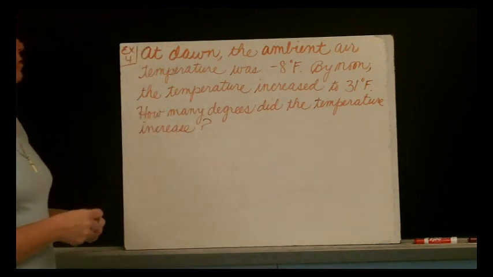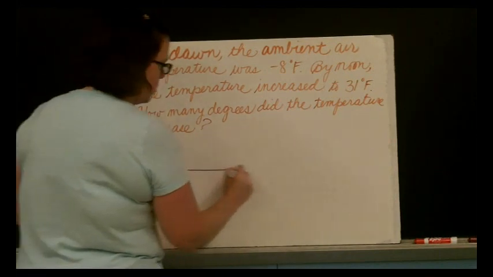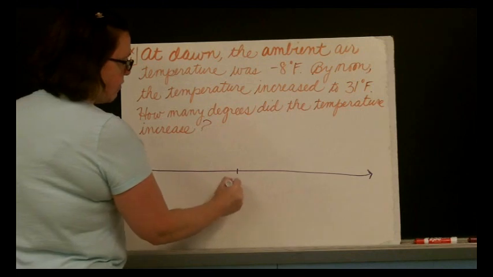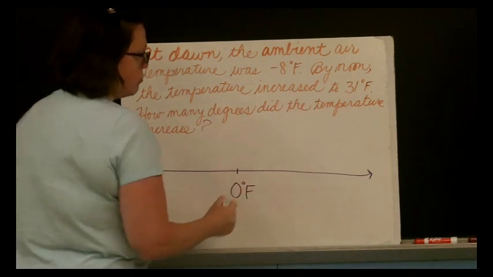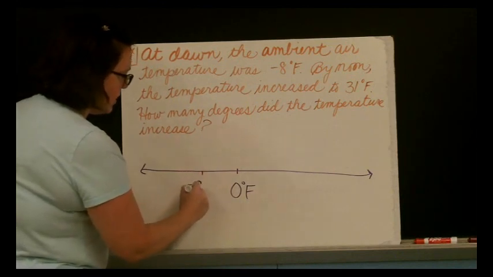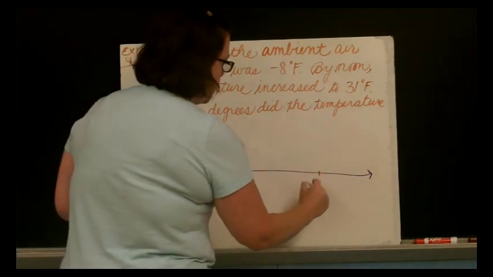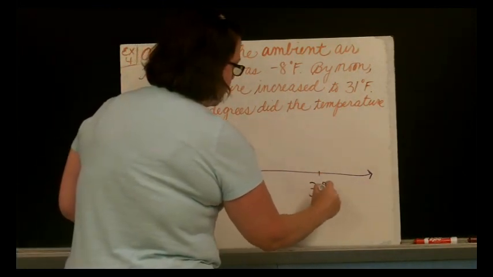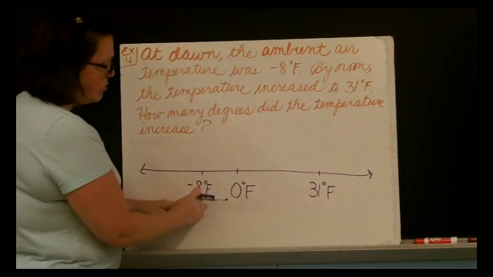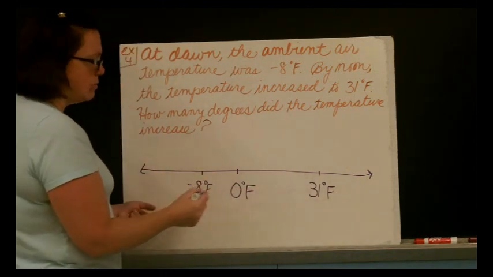What we need to do is look at this in terms of a number line with 0 degrees Fahrenheit right in the middle, the way that you would read a thermometer. And so what we're saying is, early this morning, it was -8 degrees Fahrenheit. And now, noontime, it's 31 degrees Fahrenheit. This is my kind of weather. And what we want to know is how much the temperature increased from dawn until noon. So we have to look at it in two different pieces.